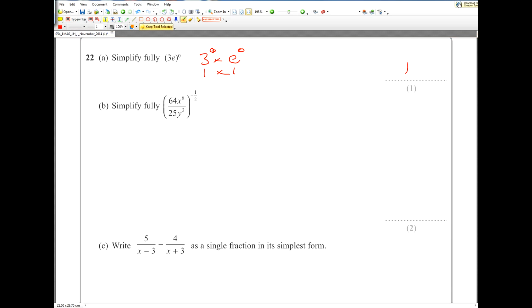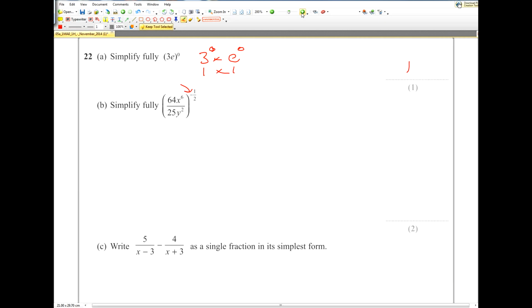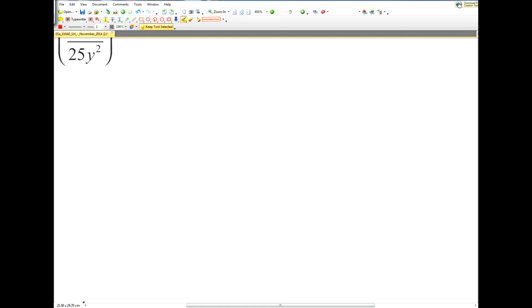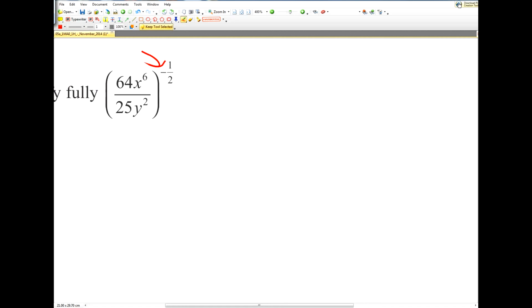Okay, the next question demands a bit more thinking. What we need to do now? Can you see a minus here? For those who can't see the minus, let's make it a bit bigger for you. Let's make it even bigger, so you've got no excuses. There's the minus. The minus means reciprocal, means turn this fraction upside down.